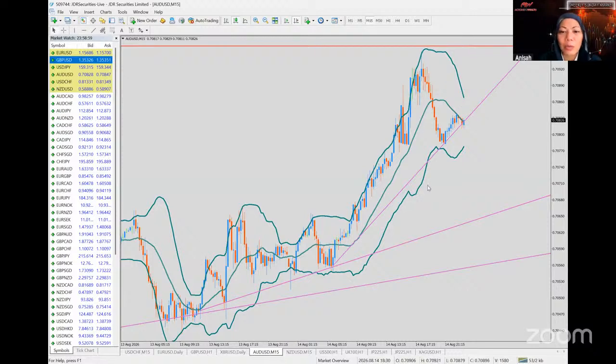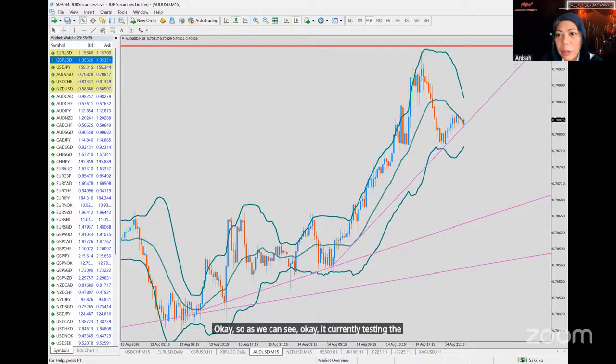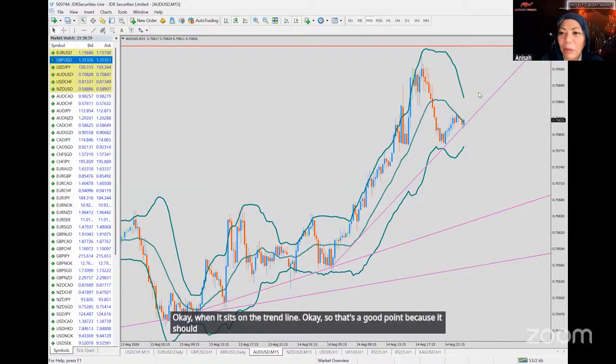Okay, so as we can see, it is currently testing, sitting right on the trend line. When it sits on the trend line, that's a good point because it should rebound immediately. So that's why you can enter market or wait for the price to close into the bullish band area.